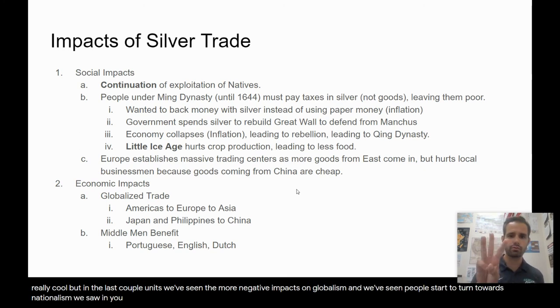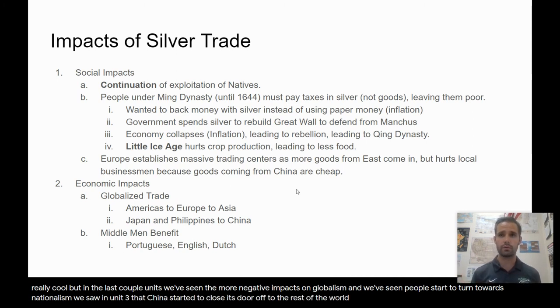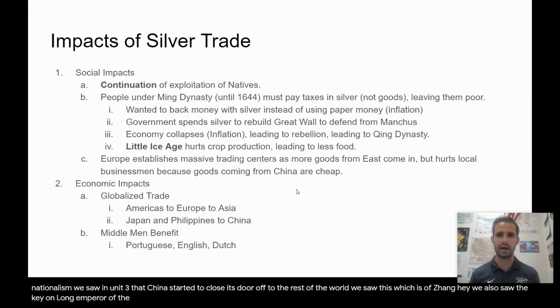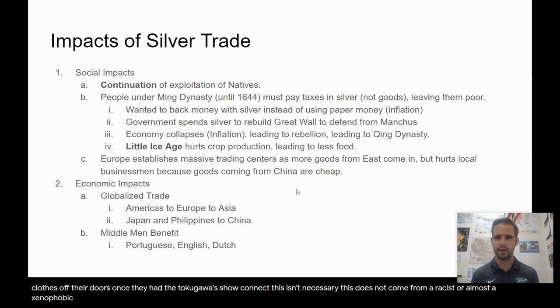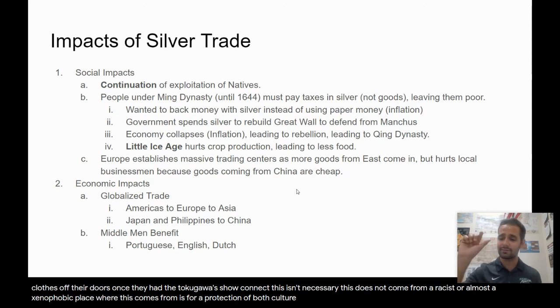We saw in Unit 3 that China started to close its door off to the rest of the world. We saw this with the Ming Dynasty canceling the voyages of Zheng He. We also saw the Qianlong Emperor of the Qing Dynasty start to close the ports, or at least not open the ports up to the English. We also saw the Japanese close off their doors once they had the Tokugawa shogunate. This isn't necessarily coming from a racist or xenophobic place. Where this comes from is a protection of both culture and the economy.